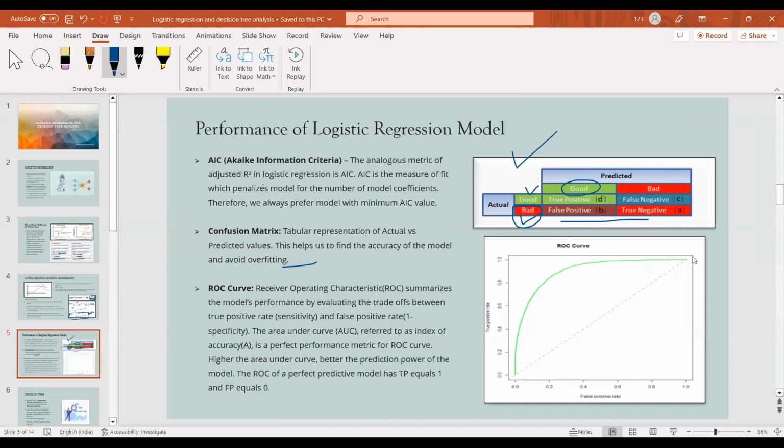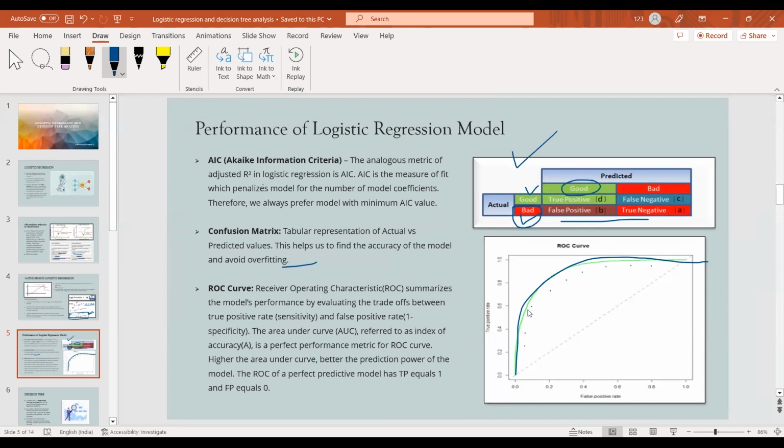The ROC curve is the receiver operating characteristic. It is one more performance metric of a logistic regression model, which we use to depict how the logistic regression model is performing. Here the ROC curve is a function like this, depicting the points of false positive rate and true positive rate. Basically, these are x and y coordinates, and out of that you are building a curve.